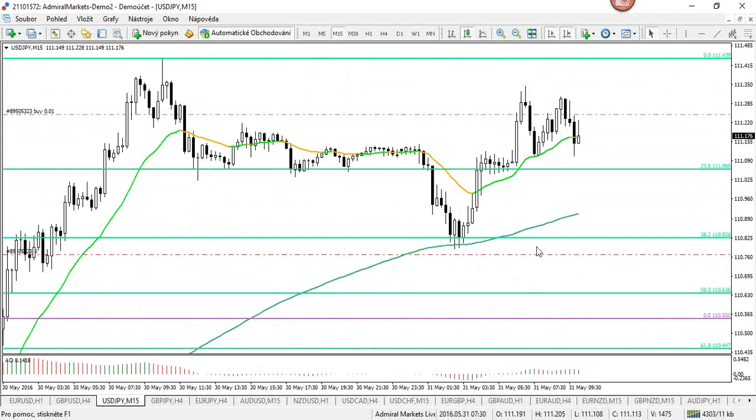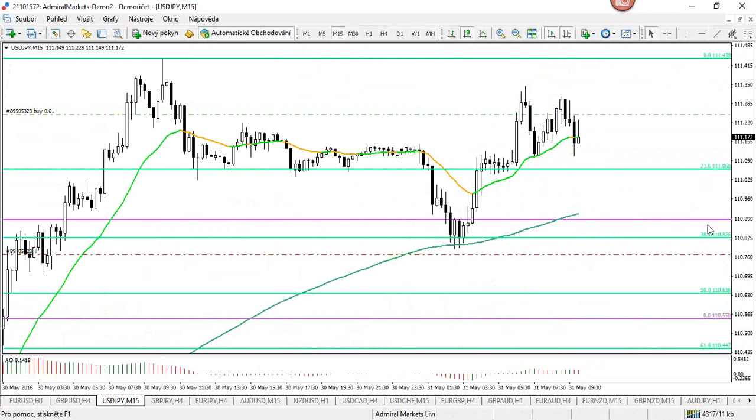If it does, then perhaps it could retrace a bit deeper, back to the moving average, back to this bottom, I would say. For the moment, maybe 111, 110.90. So there could be a bit of a better retracement, better entry point. So let's keep an eye on the dollar yen.